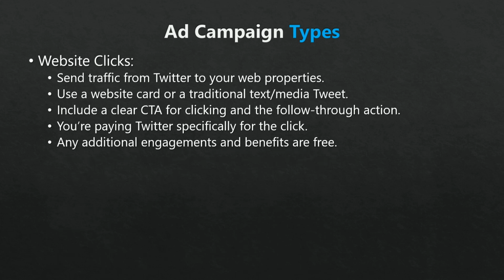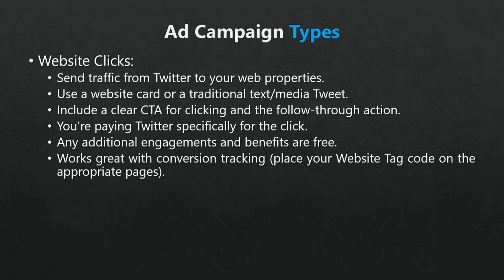Website click ads work great when combined with conversion tracking. Simply place your Twitter website tag, which is the name Twitter uses for their tracking pixels, on the appropriate page for the type of action you're tracking. For example, if you're collecting leads, place your code on the thank you page. The number of people tracked as arriving on that page tells you how many people filled out your lead form. We'll discuss more about conversion tracking and analysis later. For now, just know it's a good idea to have a website tag on as many of your pages as possible so you can make use of that information later on.